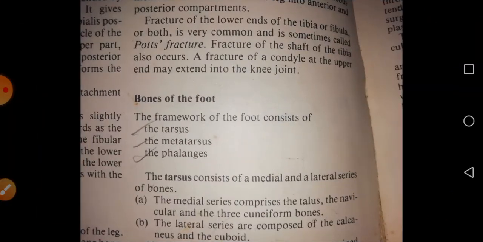Next one is the bones of the feet. The framework of the foot consists of the tarsus, metatarsus, and phalanges, medial and lateral series.